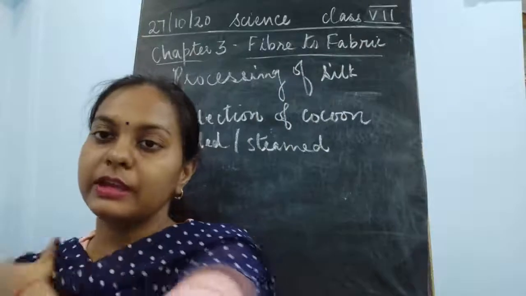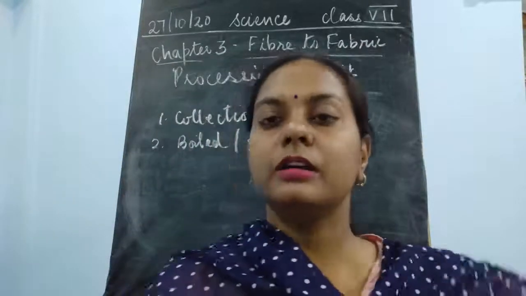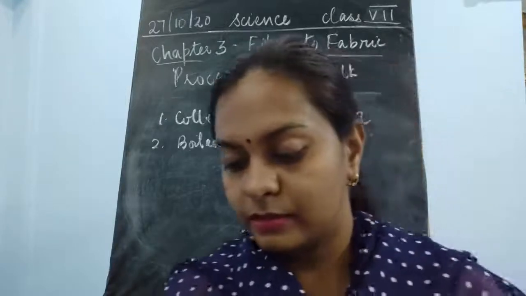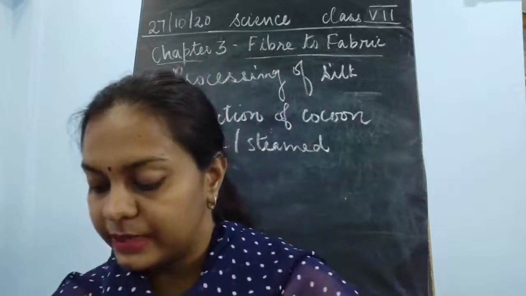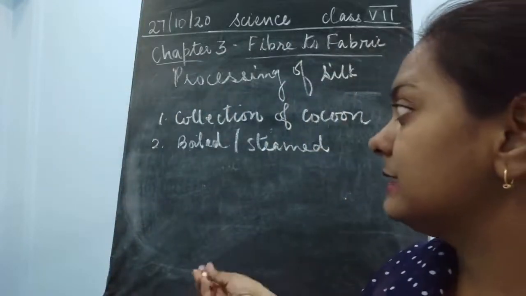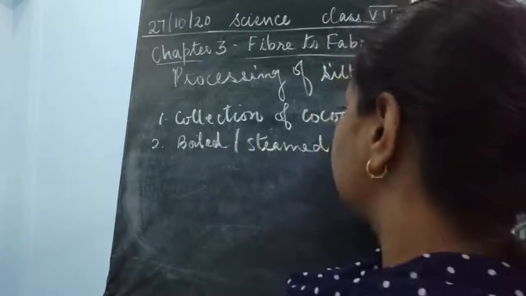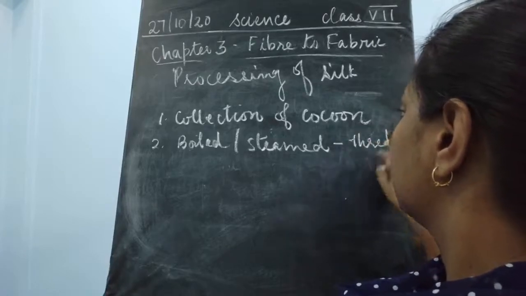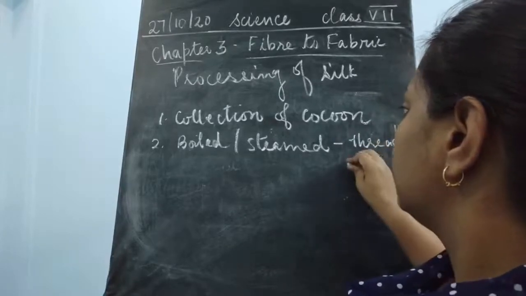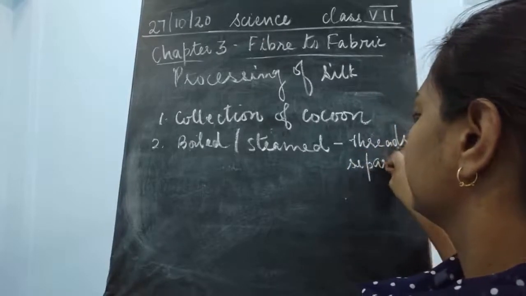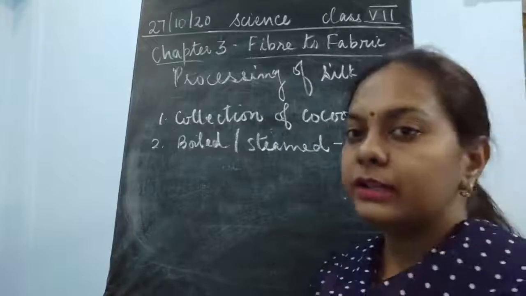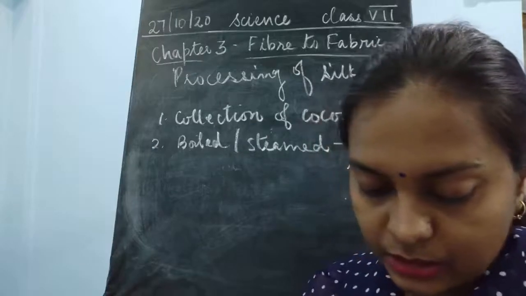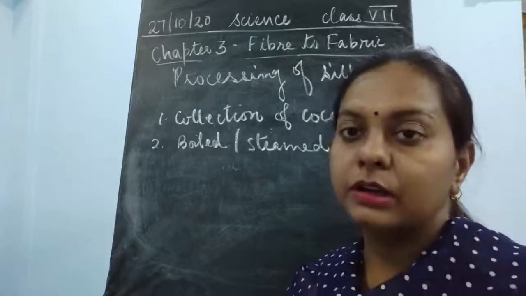Okay, so for the threads to be loosened up. Now once these threads are loosened up, they are going to be processed. The silk fibers spread out because of the presence of the boiling water or steam, and the threads separate out. The process of taking out threads from the cocoon is used.